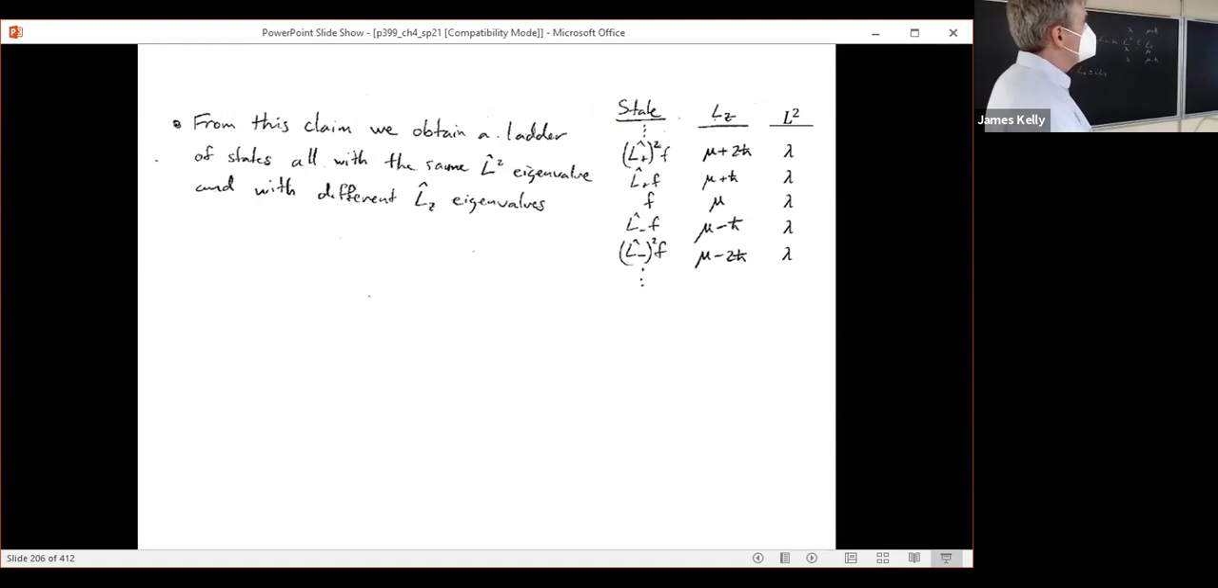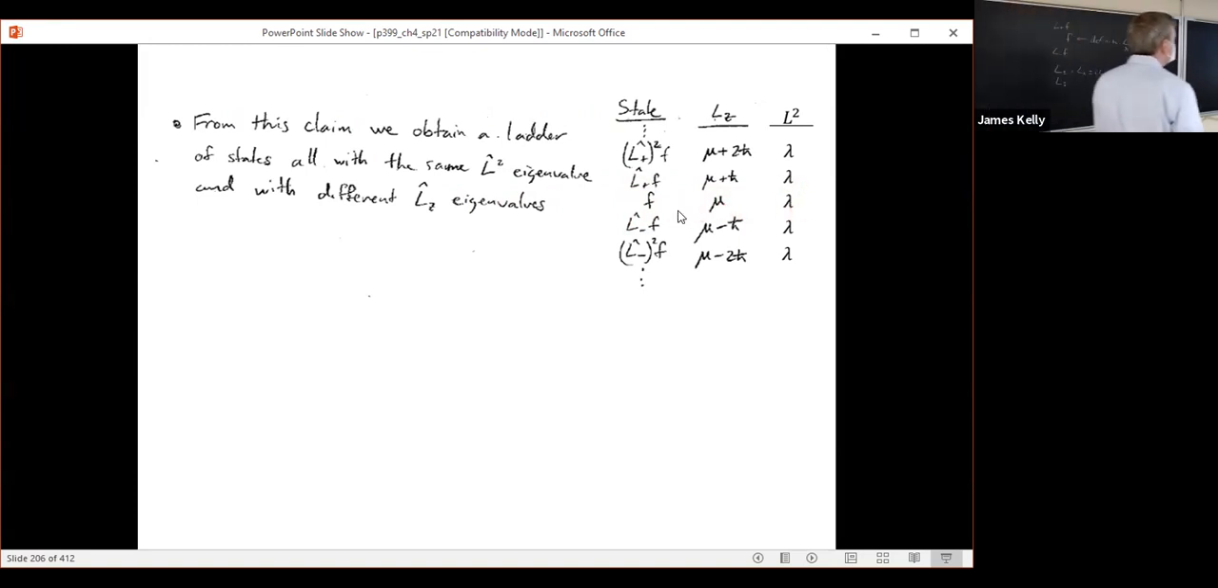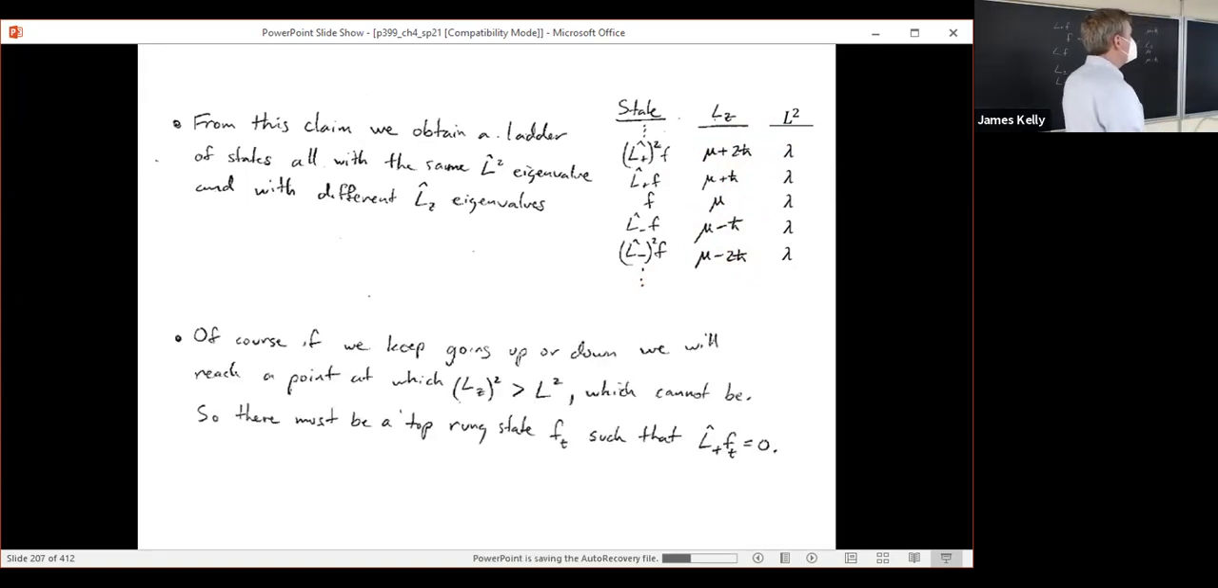Okay, here again is that picture where we've got our ladder of states. If I can find one state, and I assume I know its eigenvalue of Lz and its eigenvalue of L squared, where again, at this point, those are just being called lambda and mu, then I can find lots of different states which seem to be eigenvalues of L squared and Lz too. And as you apply L plus more and more times, the mu value gets incremented by multiples of h bar, or decremented by multiples of h bar if you apply L minus, whereas the L squared eigenvalue stays the same. So we call that a ladder of states.